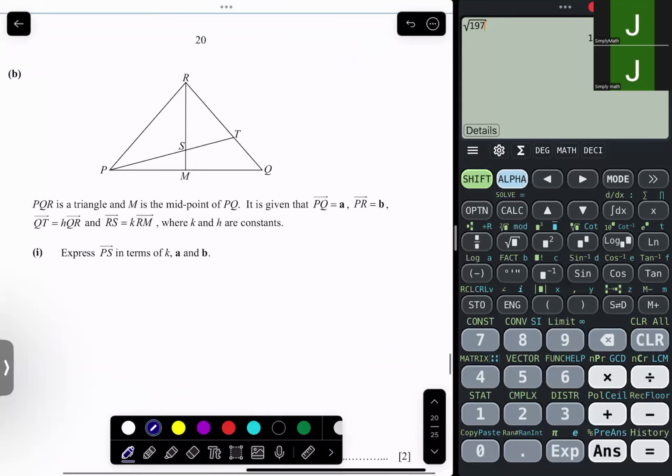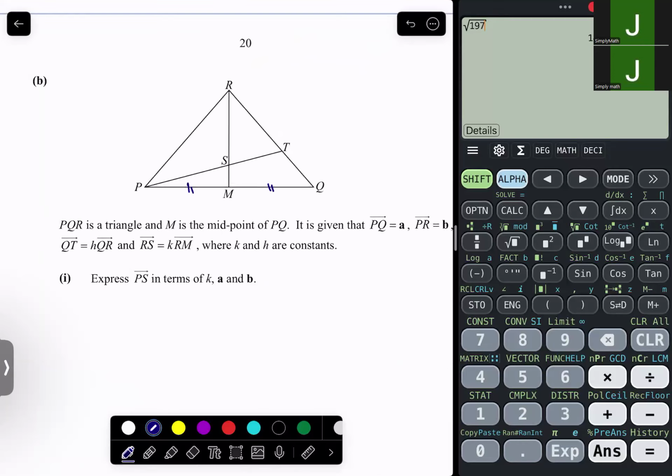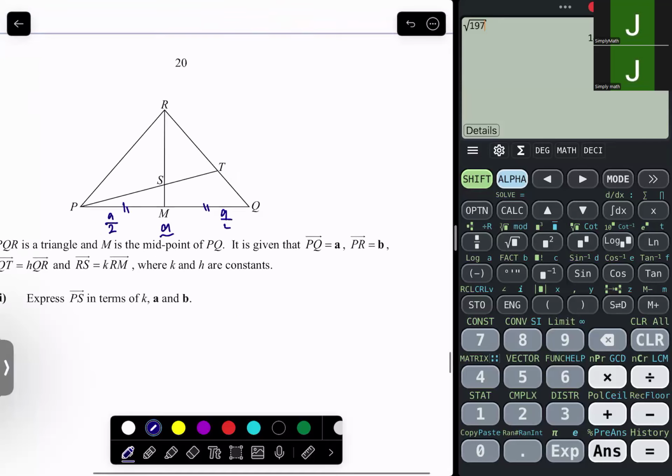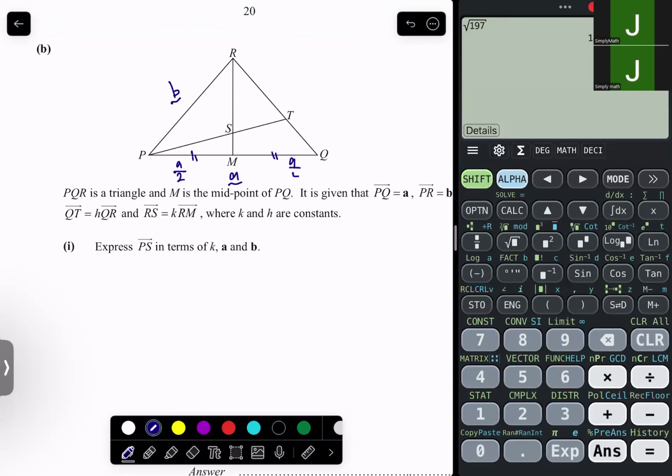Part B. PQR is a triangle and M is the midpoint of PQ. It is given that PQ equals a, so the whole thing is vector a. So this is a over 2. PR equals b. QT equals hQR, and RS equals kRM, where h and k are constants. Express PS in terms of k, a, and b.